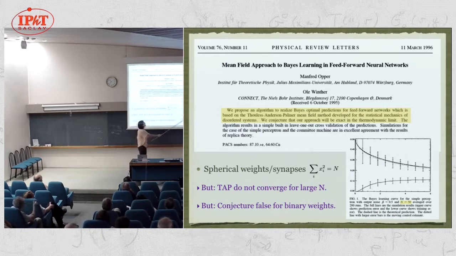And here is their picture, so it's a pretty good fit, although their size is 50 spins. I never understood how in this 30-year-old paper with 50 spins they were able to get such good fits. But it's a good fit. They conjecture that this approach is exact in the thermodynamic limit, which is not true for the binary spins, as we will see. Also, a caveat is that the TAP equations really do not converge in this case for large n, which is the well-known problem with TAP equations. So keep that in mind.